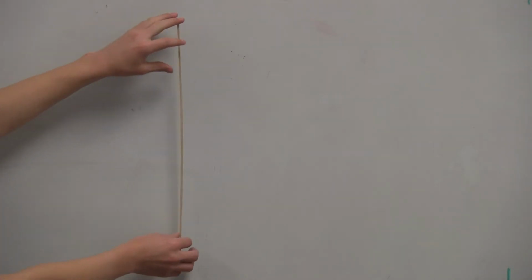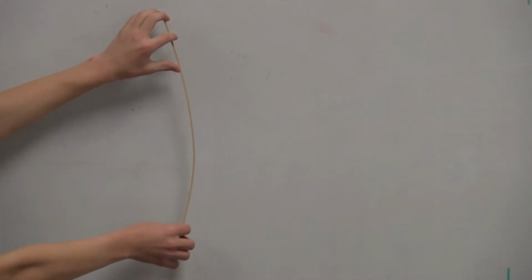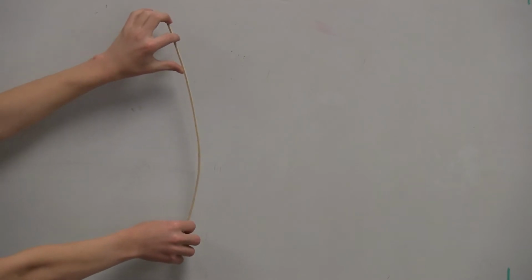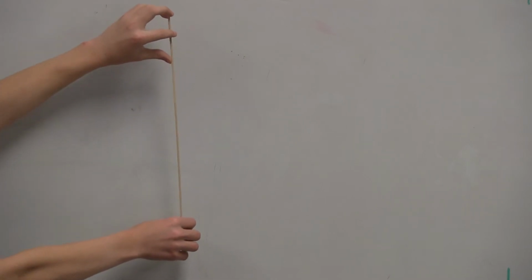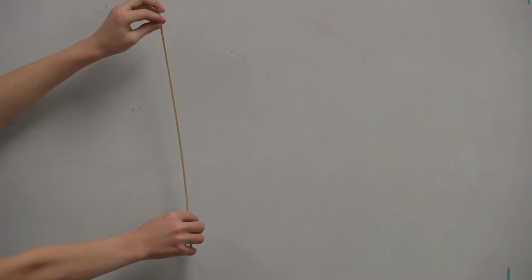Today we're going to be discussing the difference between elasticity, plasticity, brittleness, and ductility. We'll start with elastic behavior. If something exhibits elastic behavior, it will deform when force is applied, but then return to its original shape when the force is removed. For instance, this piece of wood is exhibiting elastic behavior. It will bend and then return to its original shape when I take off the force.